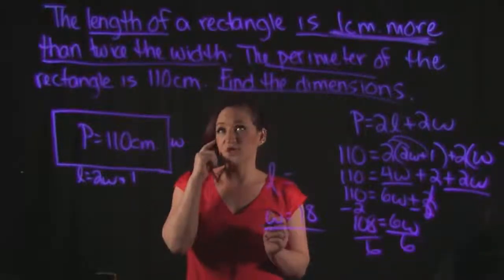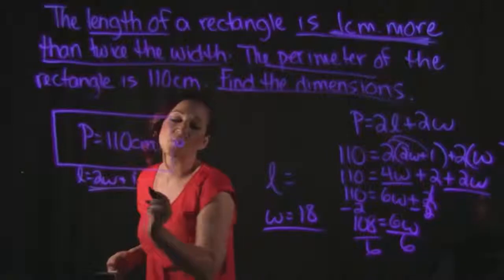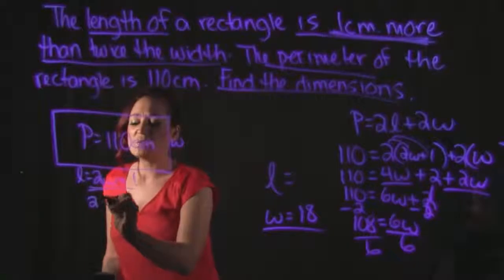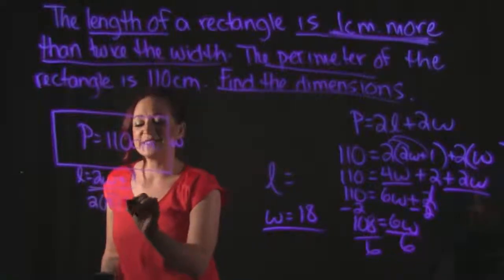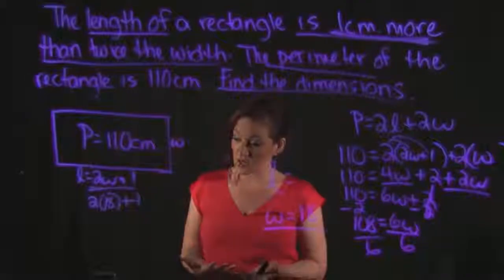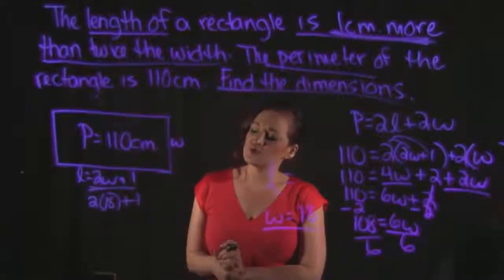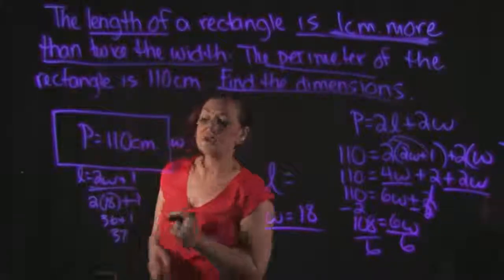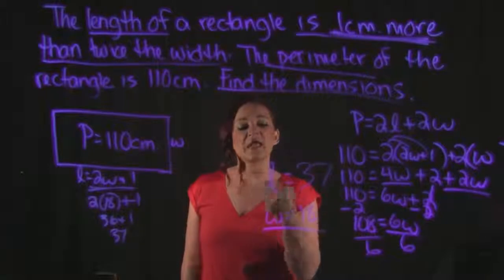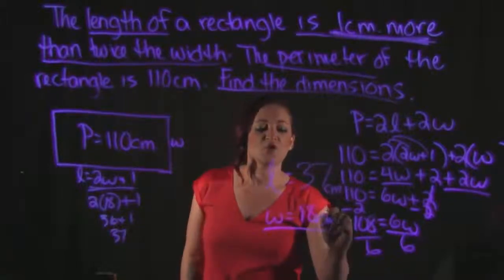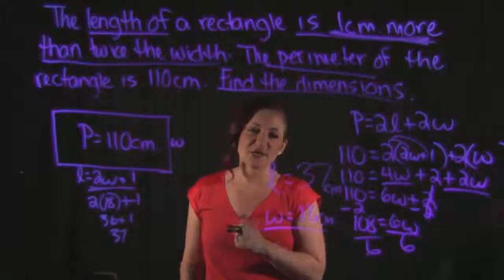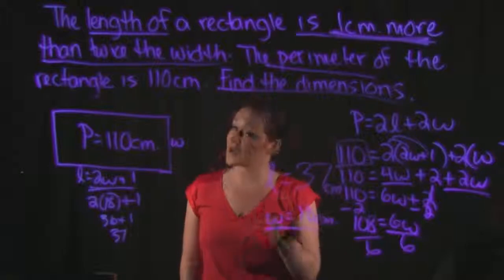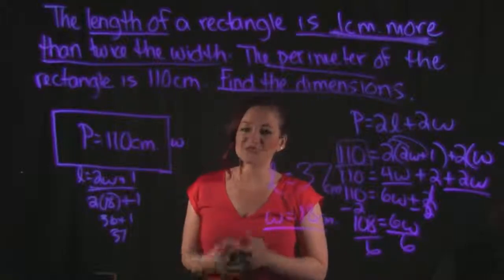In order to find the length, we can use this little mini formula that we created over here. Length is twice the width plus 1. So if I double the width, which we now know is 18, and we add 1 to it, we're going to know the length. So double the width, 2 times 18 is 36, and 36 plus 1 is 37. So that means the length is 37 centimeters, the width is 18 centimeters. So if we do 37 plus 37 plus 18 plus 18, hopefully we are getting 110 centimeters. Otherwise, that's it for this video.